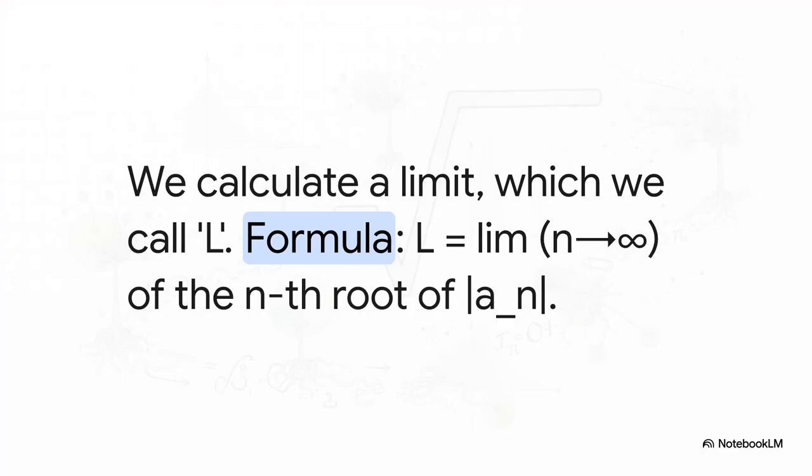Okay, so how does it actually work? Simple. We calculate a limit, and we're just going to call that limit L. The formula looks like this. We take the limit as n goes to infinity of the nth root of the absolute value of our term. And think about it. Taking the nth root of something raised to the nth power, they're perfect opposites. They cancel each other out, which simplifies everything. And once we get that value for L, it tells us everything we need to know.